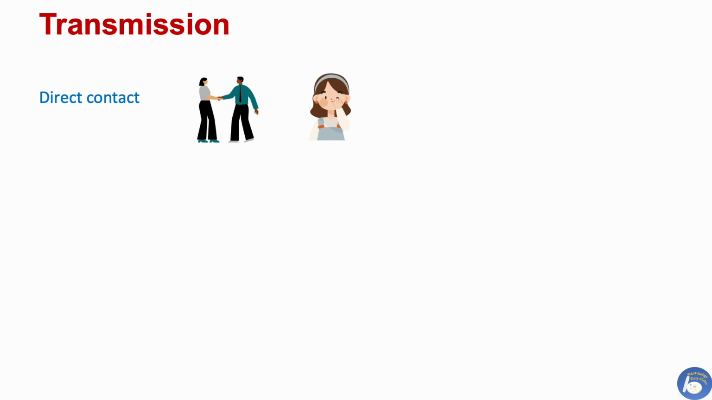Transmission of common cold. The first way is direct contact. Direct contact is the primary mode of transmission. People with common cold usually carry the virus on their hands. If you touch the infected person's hand and subsequently touch your face, the virus can invade your body, leading to a viral infection.